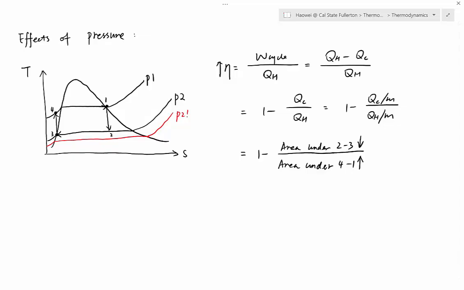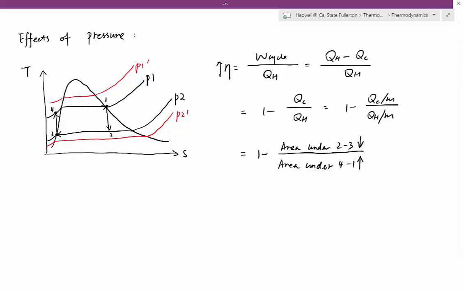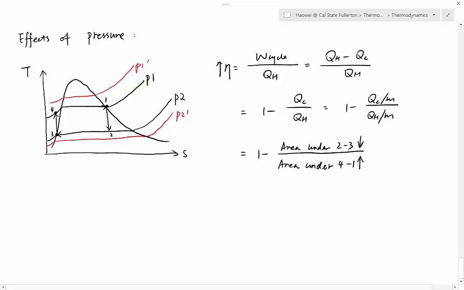How do we increase the area under 4-1? We can do something very similar. We can raise up 4-1. In other words, we can make P1 bigger, P1 prime. If we raise P1 up a little bit, then the area under 4-1 will become bigger. So that's the effect of the pressures on our efficiency.